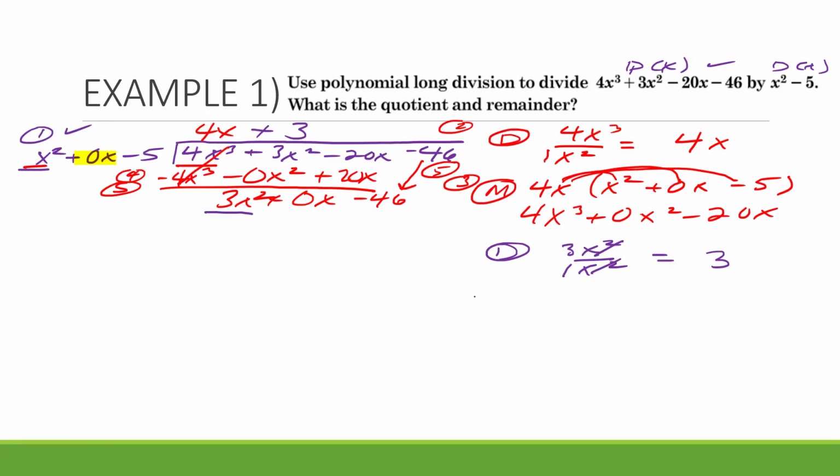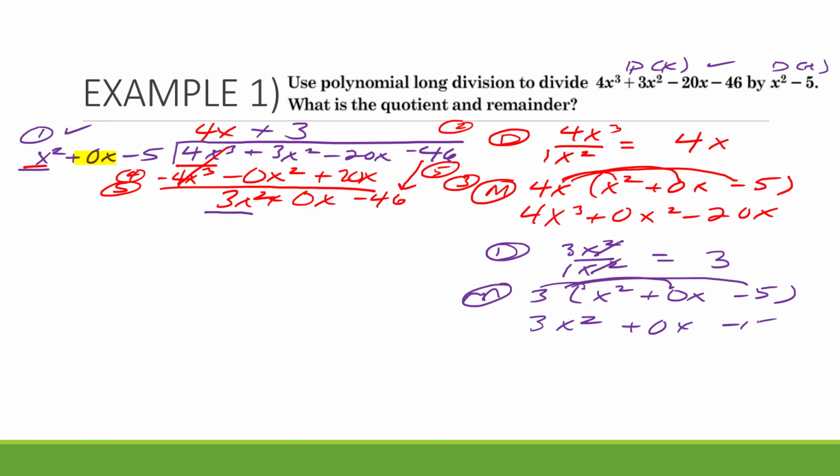After we divide, we then are going to multiply. So you're going to multiply your quotient times your divisor. So 3 times x squared plus 0x minus 5. We distribute. 3 times x squared is 3x squared. 3 times 0x is 0x. And 3 times negative 5 is negative 15.